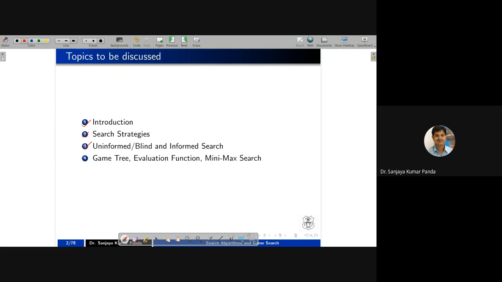But when you go for informed search, you have some kind of information available with you to choose a particular element or to explore a particular element. So these are the basic categorization of different search algorithms. We'll see a number of algorithms under uninformed search and a set of algorithms under informed search.